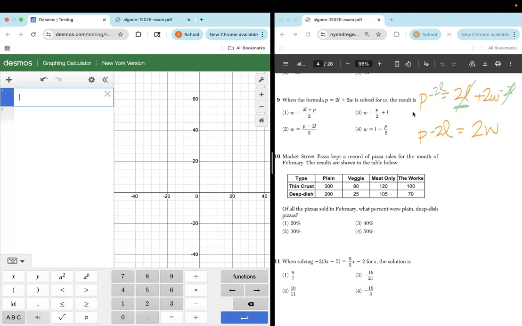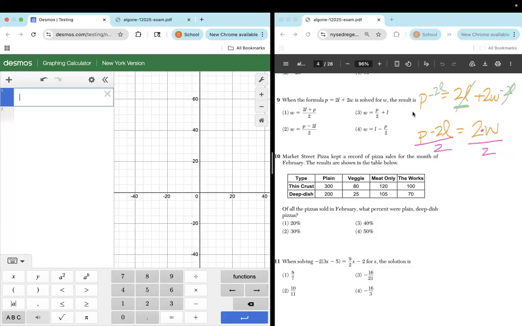Now I want W by itself, but I don't have that yet. I have 2W, which means 2 times W. So to cancel out that 2, I need to divide both sides by 2, because 2W is 2 times W. So the inverse of that will be dividing.